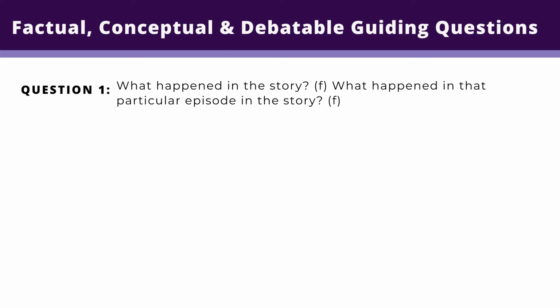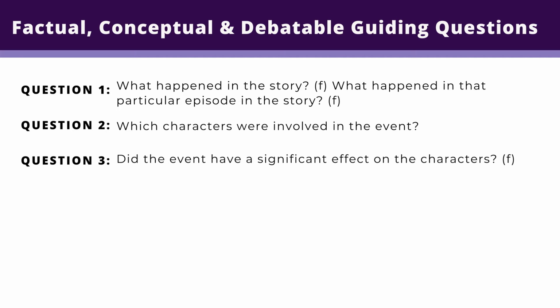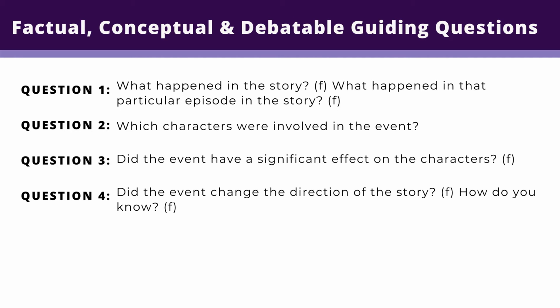In order for students to be able to understand that stories unfold through episodes that lead to a resolution, they first need to ask themselves what happened in the story, and then break that down to what happened in that particular episode in the story. Then they need to determine which characters were involved in the event. Once they've determined that, they move on to determining if the event had a significant effect on the characters. If yes, they move to the next factual question. Did the event change the direction of the story? And how do you know?